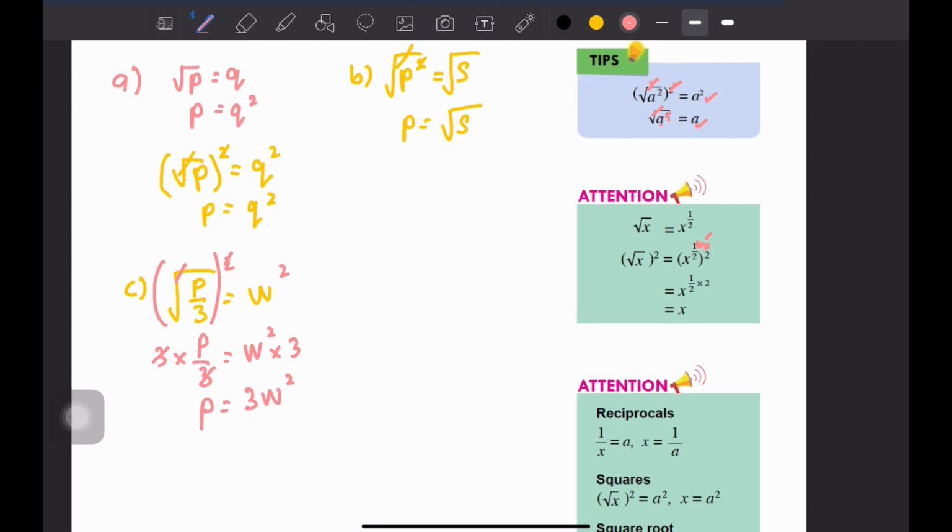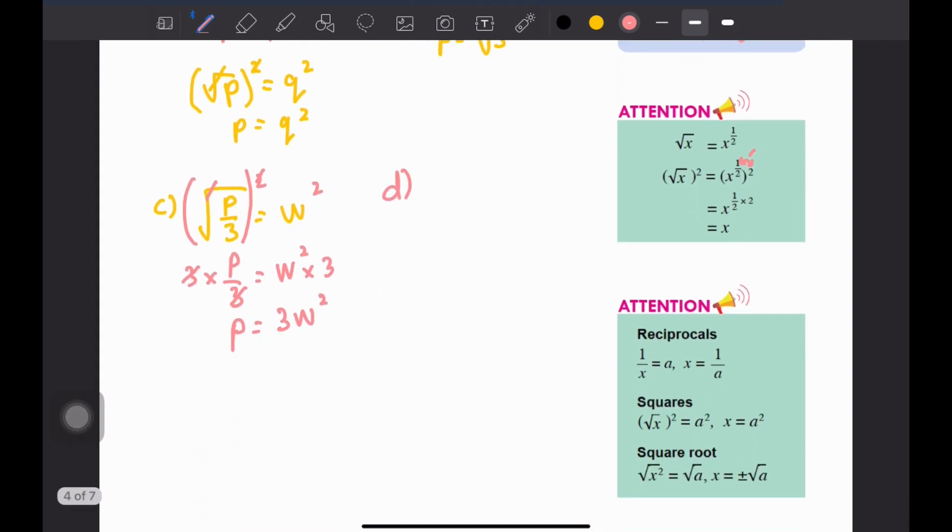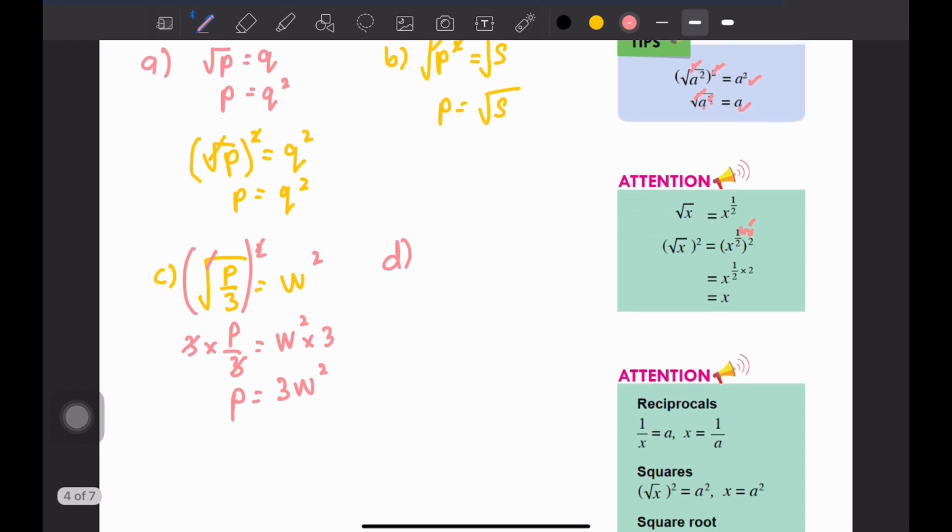Okay, last one is D. T is equal to 1 over P squared. So this is the one where we use reciprocal. We want P squared on the left side. So P you change with T. So P squared is equal to 1 over T.